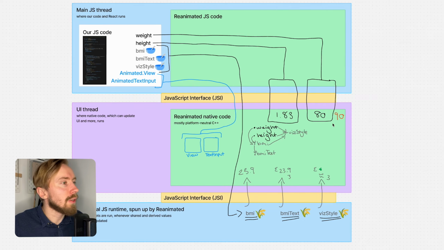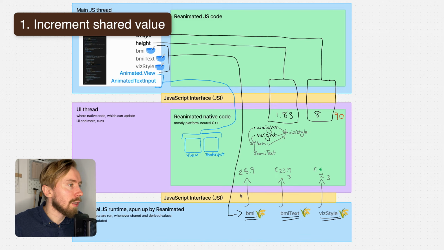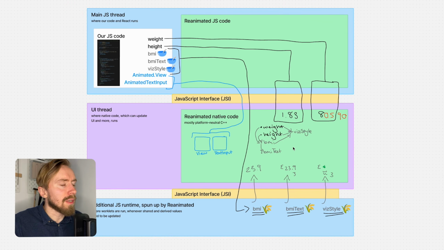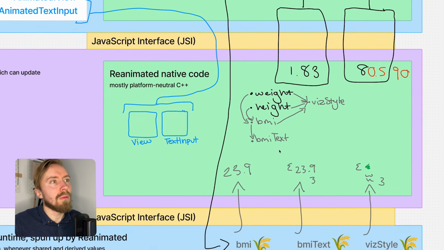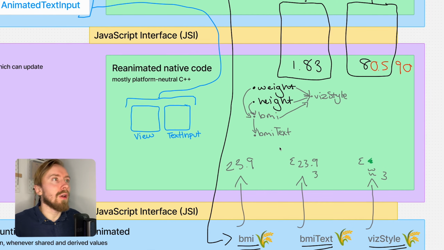So we've got our destination here. Let's update our shared value to start with. Let's say we move up to 80.5. Fantastic. What happens next is that we need to look at our dependency graph, because we don't just want to update all our values, even those that potentially don't need to be updated. For example, the height is still the same. We don't want to recalculate worklets that are exclusively dependent on the height, if such worklets existed.